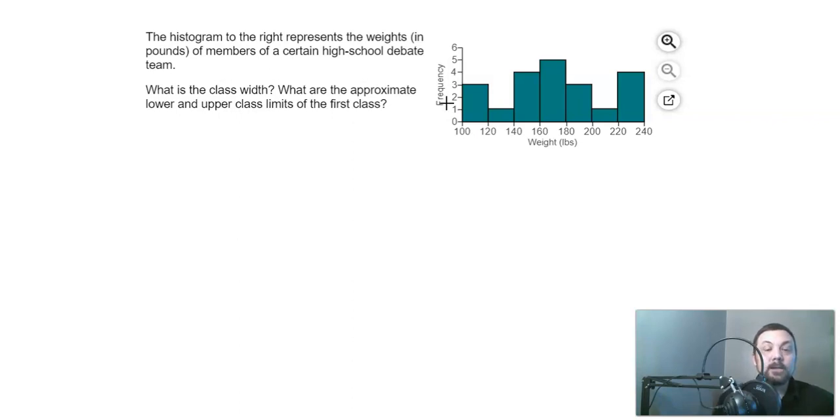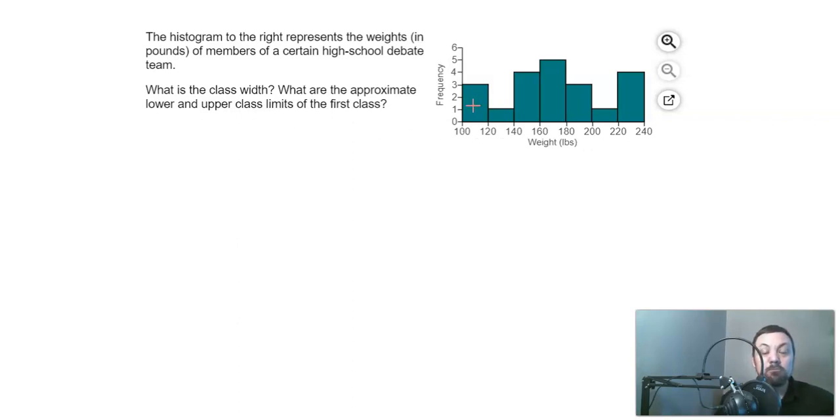And so here we're being told the histogram to the right represents weights of members of a certain high school debate team. All right, and these are in pounds, surprisingly. So, you know, usually in scientific studies you use kilograms, but they're using pounds in this particular case.